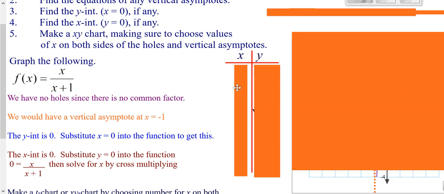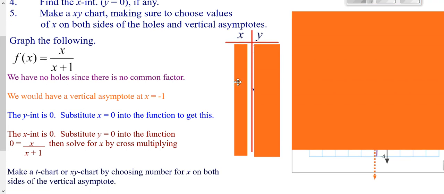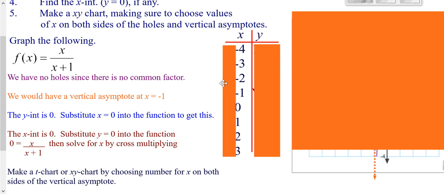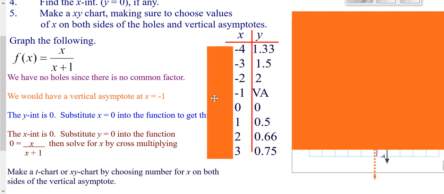So you want to go ahead and make yourself a t-chart, choosing at least 3 numbers on each side of your vertical asymptote. Then you could go to Alpha Y equals on your newer calculators and type this in as a fraction. If not, put the whole top in parentheses, divide, put the whole bottom in parentheses. And then you get your t-chart. Your calculator will give you an error at -1, and that's once again because that's our vertical asymptote.